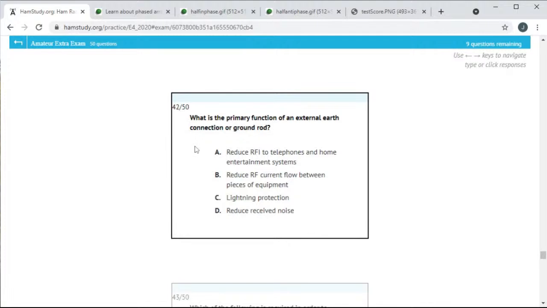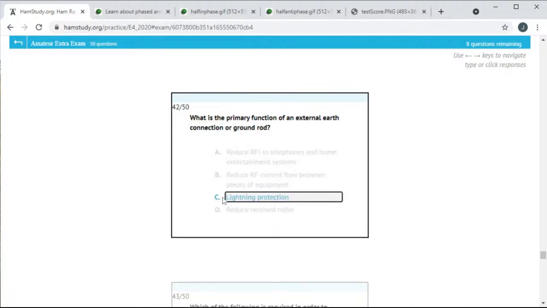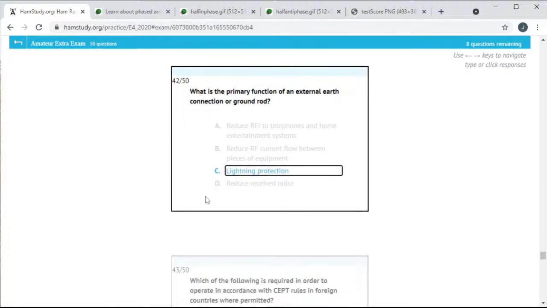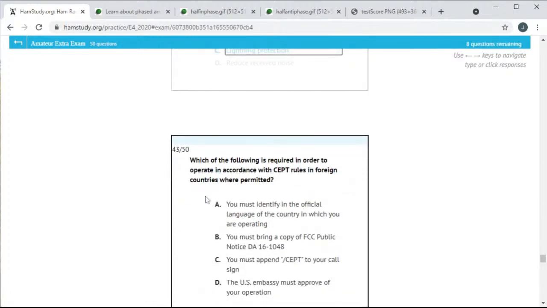I have 9 questions left. What is the primary function of an external earth connection or ground rod? A, reduce RFI to telephone and home entertainment systems. B, reduce RFI or RF current flow between pieces of equipment. C, lightning protection. D, reduce receive noise. An external earth connection or grounding rod is primarily for lightning protection.